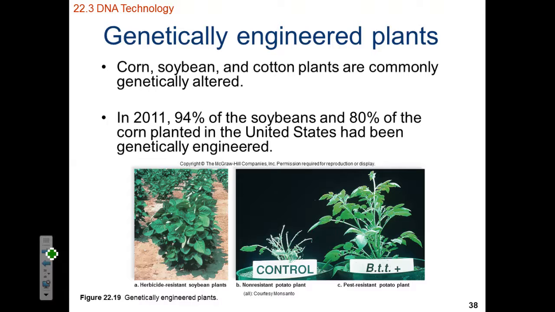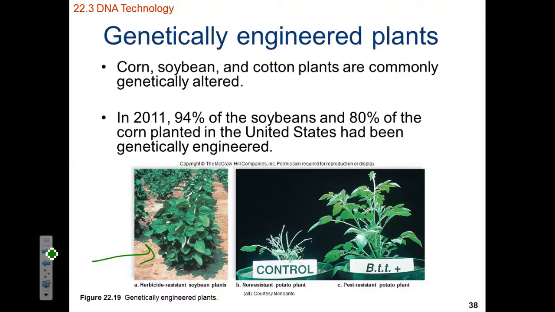If we look at transgenic crops in the United States, corn, soybean, cotton are commonly, almost always going to be transgenic now. As recently as 2011, and this number has only continued to go up, the vast majority of corn and soybean in the United States is going to be genetically modified. These genetic modifications mean that you can spray an herbicide on the field, and that herbicide kills all the weeds, but doesn't kill your crop.